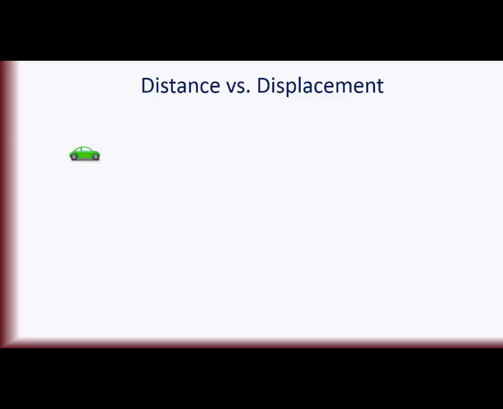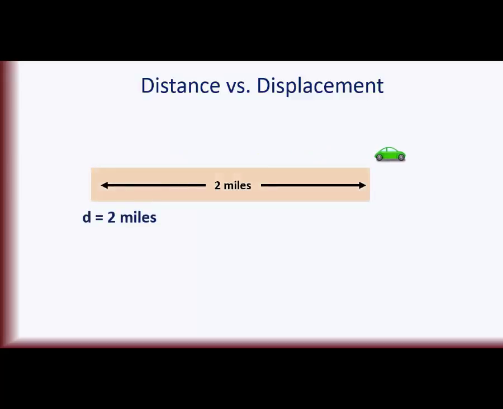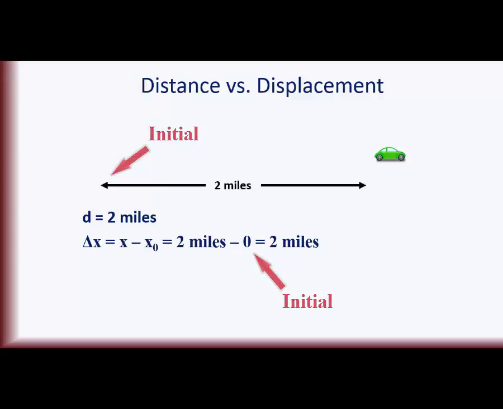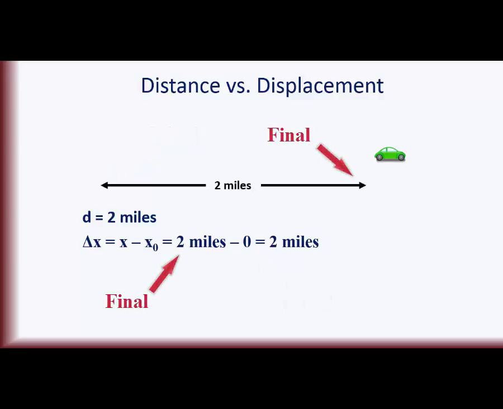Calculating distance is different from calculating displacement, as these next few examples will show. In this first example, a car travels 2 miles along a horizontal path. The distance is simply how far the car has moved during the entire trip. Displacement is calculated by subtracting the initial position from the final position. In this case, the initial position is the starting point, which is assigned a value of 0, and the final position is 2 miles. This gives us a magnitude of displacement of 2 miles. To complete the calculation, we need to add a direction to the vector of displacement, and so the displacement is 2 miles to the right, or positive 2 miles.